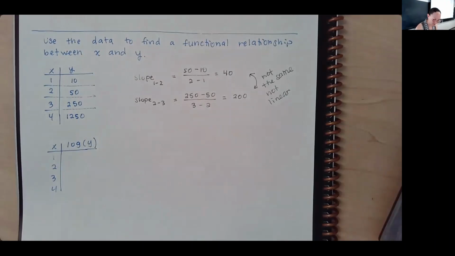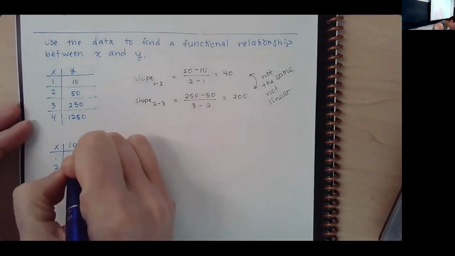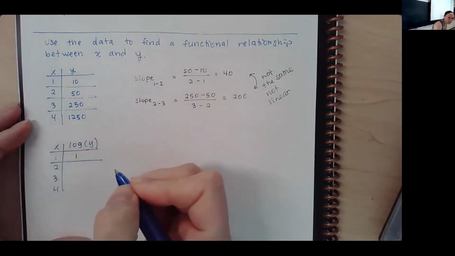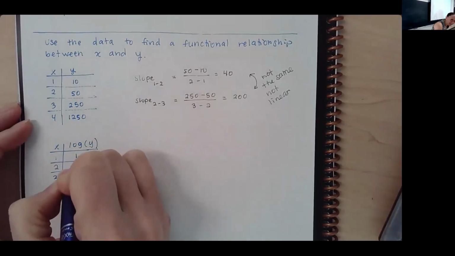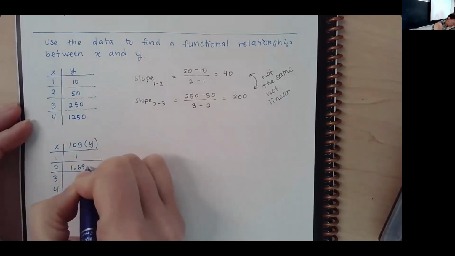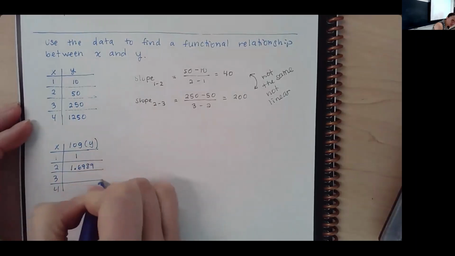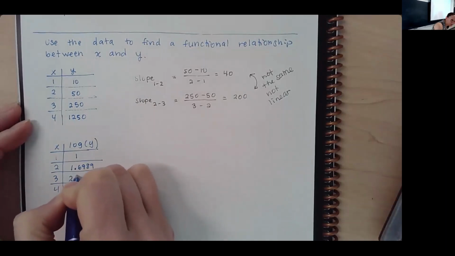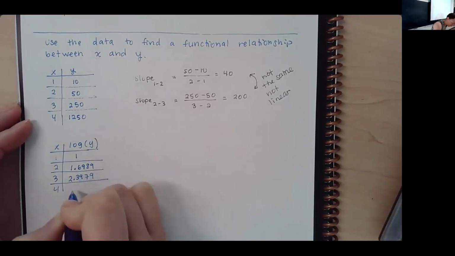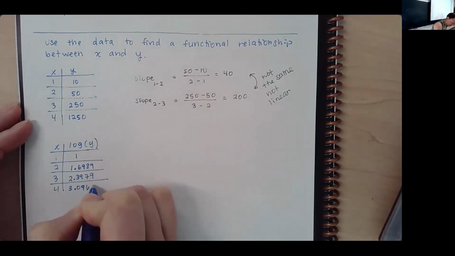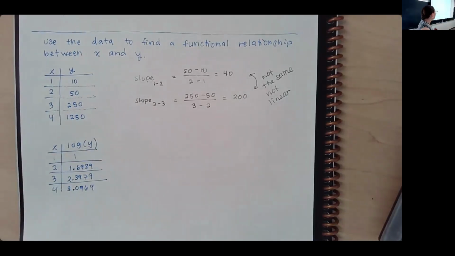And by the magic of the Excel sheet I have open on my screen, this is 1.6989. This is 2.3979, and I'm probably keeping way more decimals than I need here. 0.969. Well, if I do that same sort of check to see, hey, are my slopes consistent between points now?